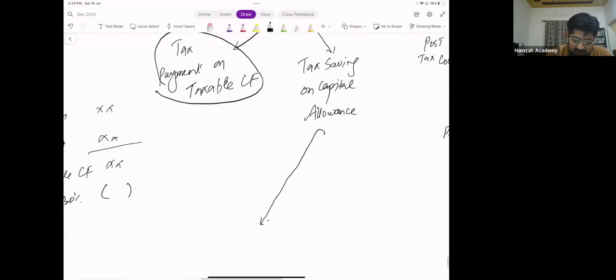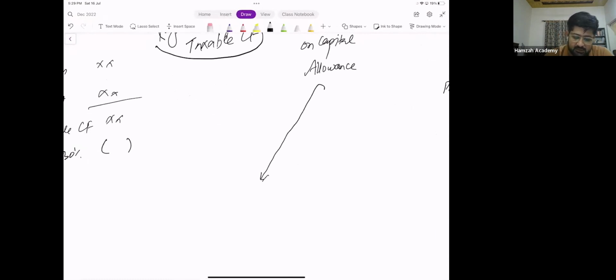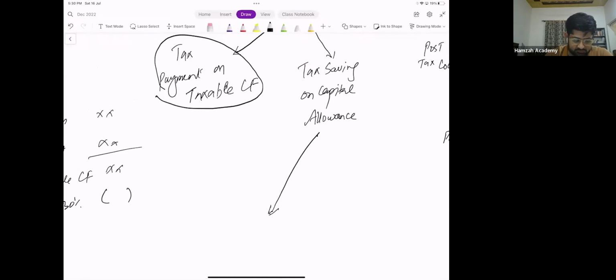Then tax saving on capital allowance. Capital allowance is basically a depreciation charge allowed by taxation authorities by which taxable profits are reduced and hence tax is saved. You have to pay less tax.